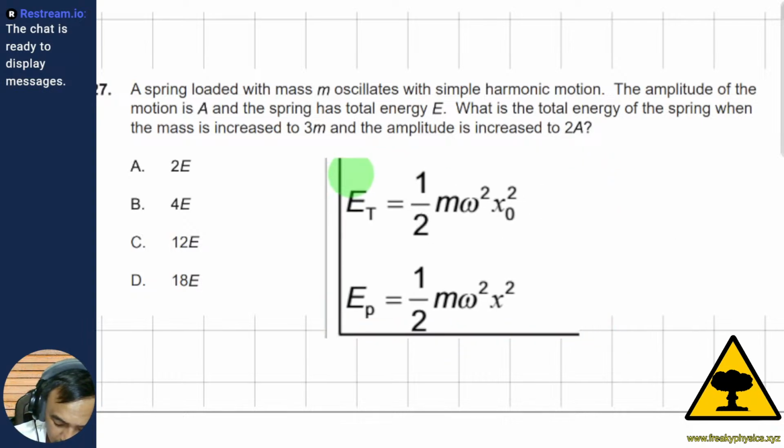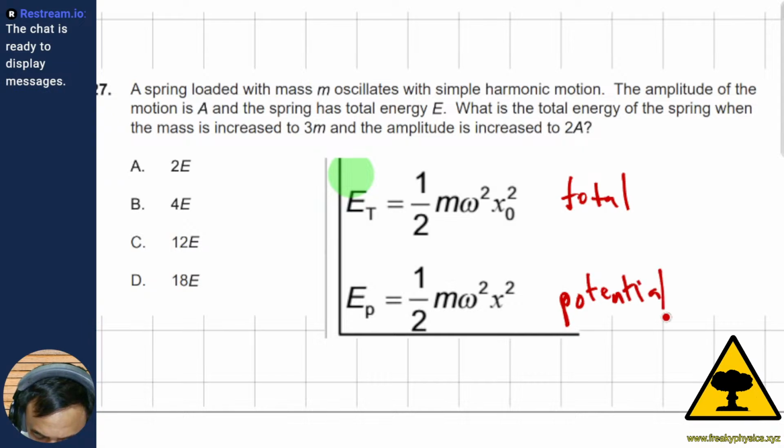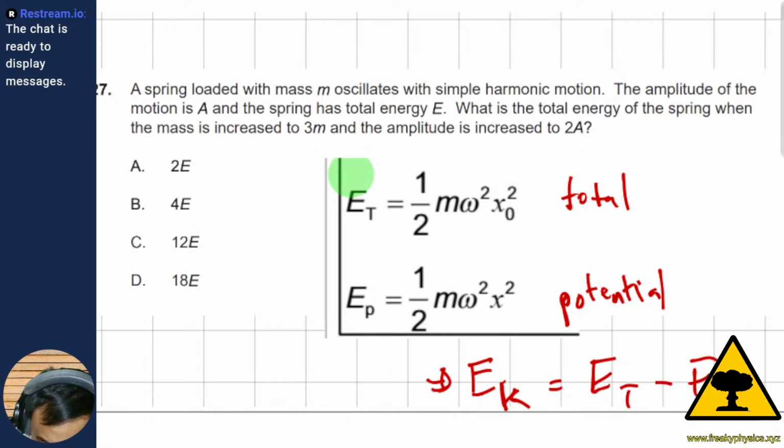Okay, now, this is the total energy. Let's label that again. This is total. This is just the potential energy. And then from here, the kinetic energy will be equal to, let's use the convention here, ET minus EP. This is assuming no loss of energy. No energy loss, okay?